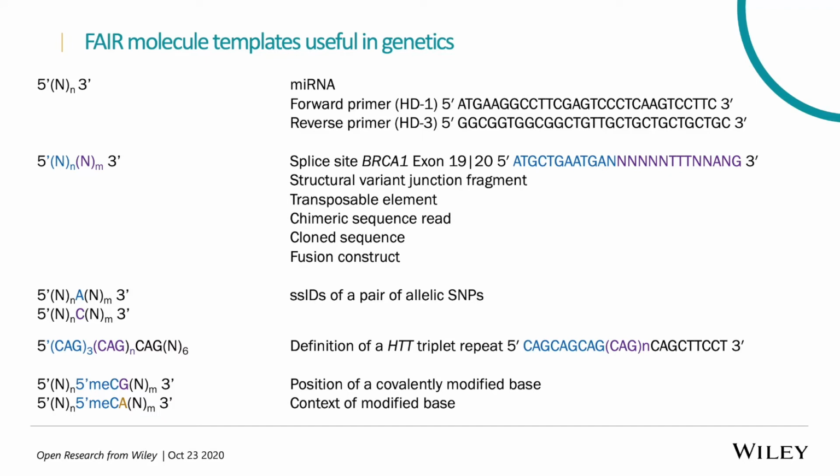And of course, you can use a similar approach to generate a generic splice site in a molecule of interest, like the breast cancer gene BRCA1, and then use that to represent all the possible mutations that influence the splicing of that particular exon. Structural variants, transposons, chimeric reads, artifacts, cloned sequences, fusion constructs. This is a generic molecule that identifies a lot of molecular biology products.